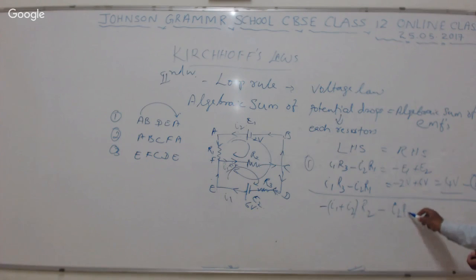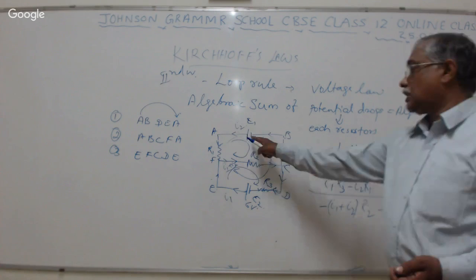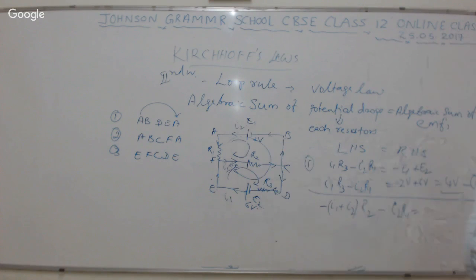That is equal to, how many cells are there? Only one cell. We are entering through a positive terminal, so we give the value minus 2. So this is the second equation, and you have two equations. I1 plus I2 into R2 minus I1 R1 is equal to minus 2.